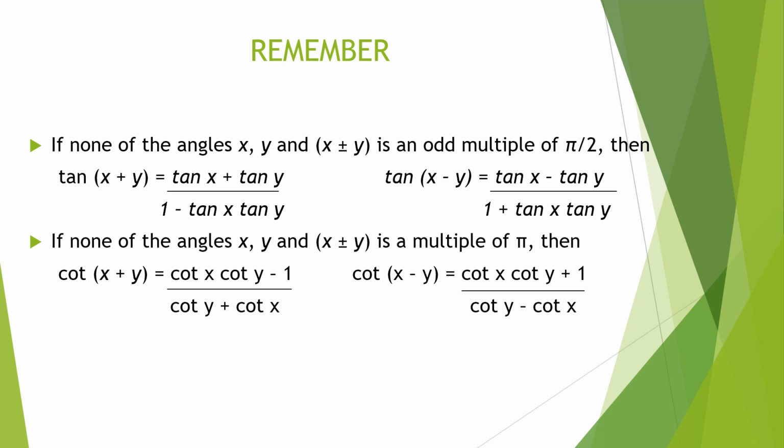So now tan of x plus y is given by tan x plus tan y upon 1 minus tan x into tan y. And similarly tan of x minus y is tan x minus tan y upon 1 plus tan x into tan y. Again, if none of the angles x, y or x plus or minus y is a multiple of pi, then cot of x plus y is cot x cot y minus 1 upon cot y plus cot x. And cot of x minus y is cot x cot y plus 1 upon cot y minus cot x. So this is a set of formulas for tan and cot, for summation and subtraction of angles.